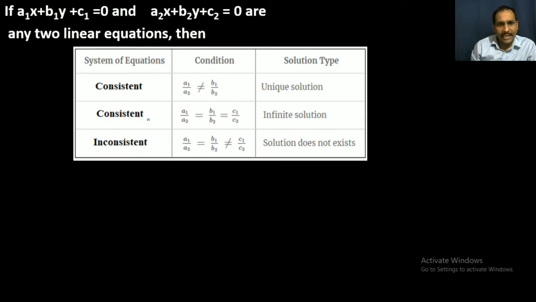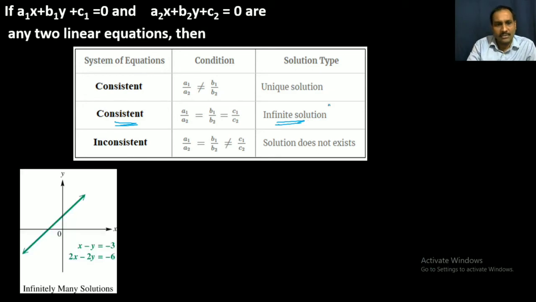Now we'll go to the second condition. Again, the system is consistent and it has infinitely many solutions. If you observe the graph, both the lines are coinciding with each other, and the given lines are not in the standard form. So let us write them in the standard form first. The first equation is x minus y is equal to minus 3. Writing in the standard form, x minus y plus 3 is equal to 0. And the next one, 2x minus 2y plus 6 equal to 0.